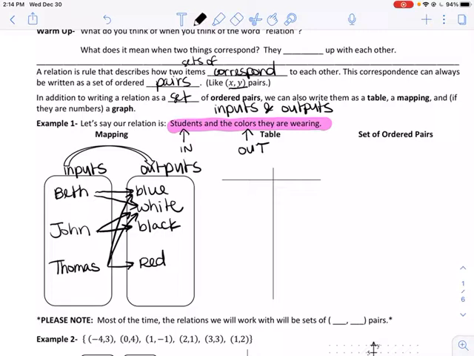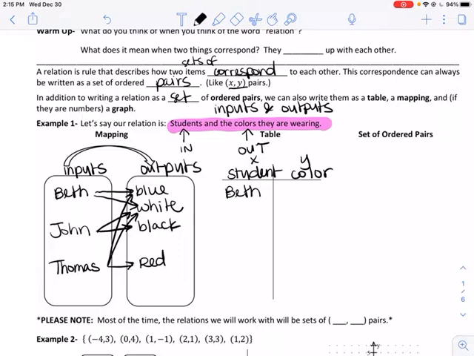Another way that we can represent this is through a table, which is a little bit easier to read. We're going to put the input, which you are used to having be X, and the output, which is Y. The input is always our X. So our input is the student and our output is the color. So I'm going to put Beth.